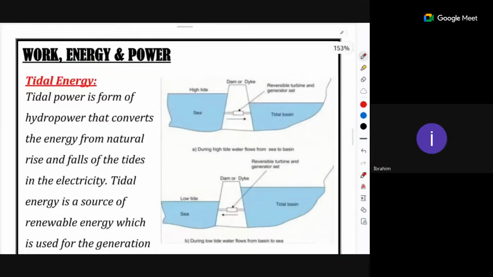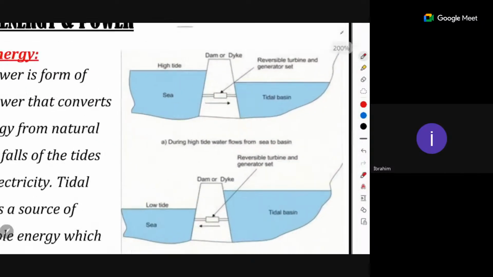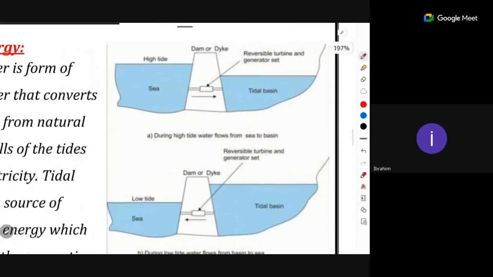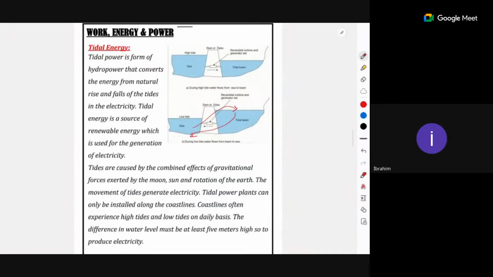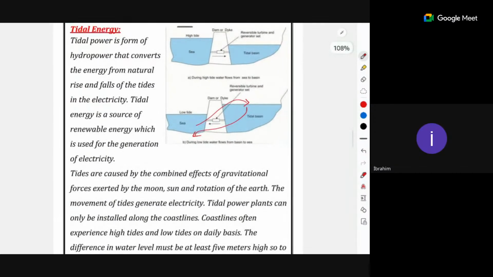Then we have the tidal energy. Tidal energy is basically the type of energy which is used by tidal barges. Do you remember, in the oceans there are high tides and low tides? During high tide, the water is stored in the dam, and during low tide it comes down, and during that it operates, it transfers mechanical energy, and that mechanical energy is converted into electrical energy.